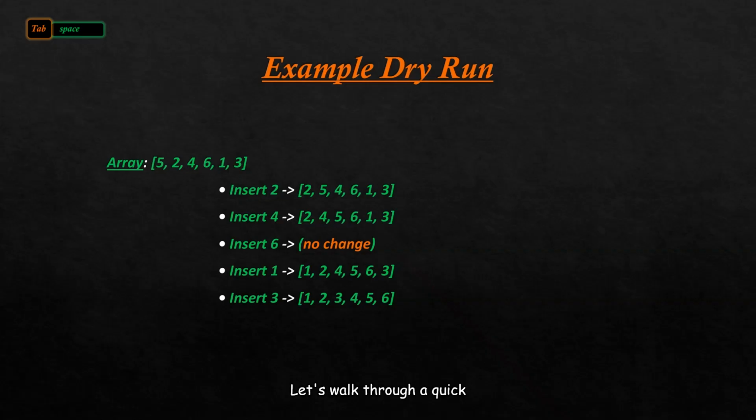Let's walk through a quick example using the array 5, 2, 4, 6, 1, 3. First, 2 is compared with 5 and inserted before it. Next, 4 is placed between 2 and 5. The element 6 is already in the right place, so no changes are needed. Then 1 is inserted at the beginning, shifting all larger elements to the right. Finally, 3 is inserted after 2. This process results in the fully sorted array 1, 2, 3, 4, 5, 6.